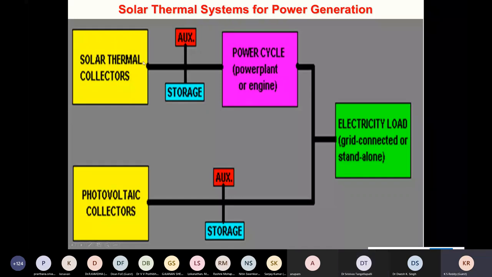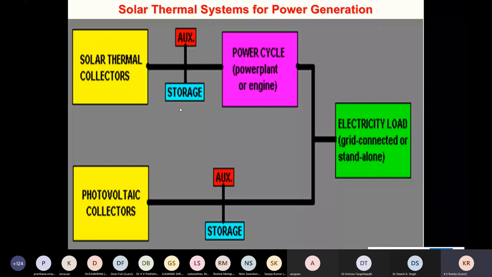In contrast, solar thermal collectors convert solar energy into heat, and that heat we can supply to the power plant cycles, which produce electricity. You can either connect to the grid or run standalone. But here we can have storage in order to improve reliability. In this case, it is thermal energy storage. Solar energy is available only 8 to 10 hours, but for the remaining 14 to 16 hours we may need energy.